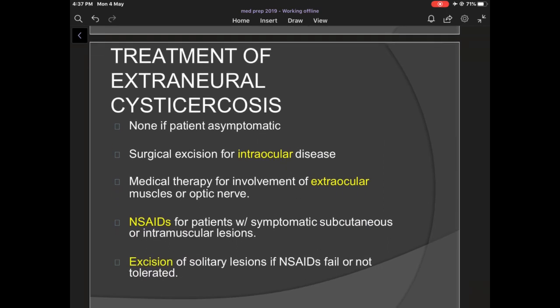What about the treatment of extraneural cysticercosis? We do not treat extraneural cysticercosis if the patient is asymptomatic. Surgical excision is required for intraocular disease. Medical therapy is used for involvement of extraocular muscles or optic nerve if required. NSAIDs are used for patients with symptomatic subcutaneous or intramuscular lesions, and excision of solitary lesions if NSAIDs fail or are not tolerated by the patient.